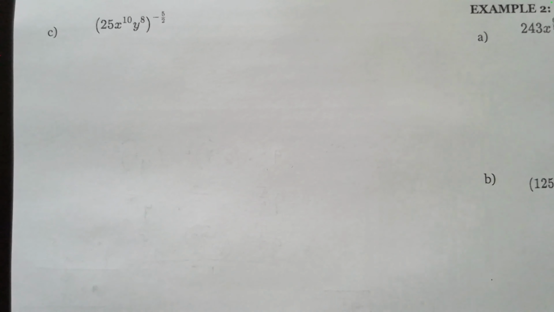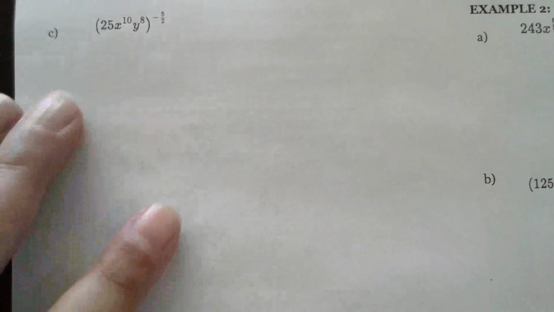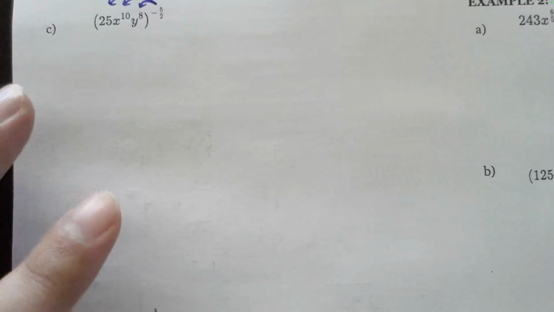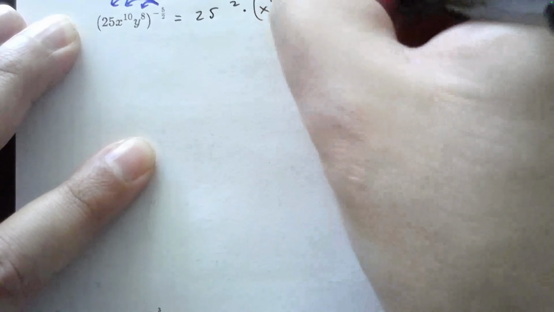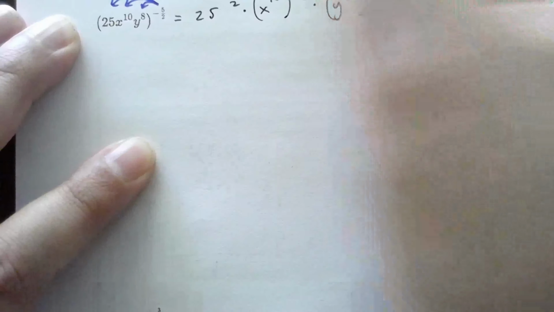Letter C, first thing we got to do is distribute the power to 25, to x to the 10, and to y to the 8. Distribute means multiply. So we get 25 to the negative 5 over 2. I get x to the 10 to the negative 5 over 2. And y to the 8 to the negative 5 over 2.